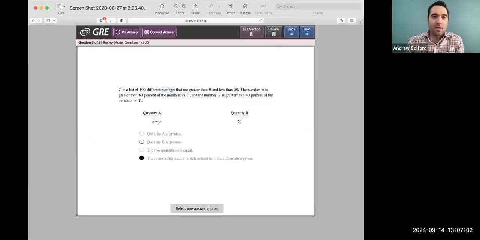Okay, T is a list of 100 different numbers that are greater than 0, less than 50. The number X is greater, I know this one, than 60% of the numbers in T, and the number Y is greater than 40% of the numbers in T. So we want to know what's greater, X minus Y or 20.